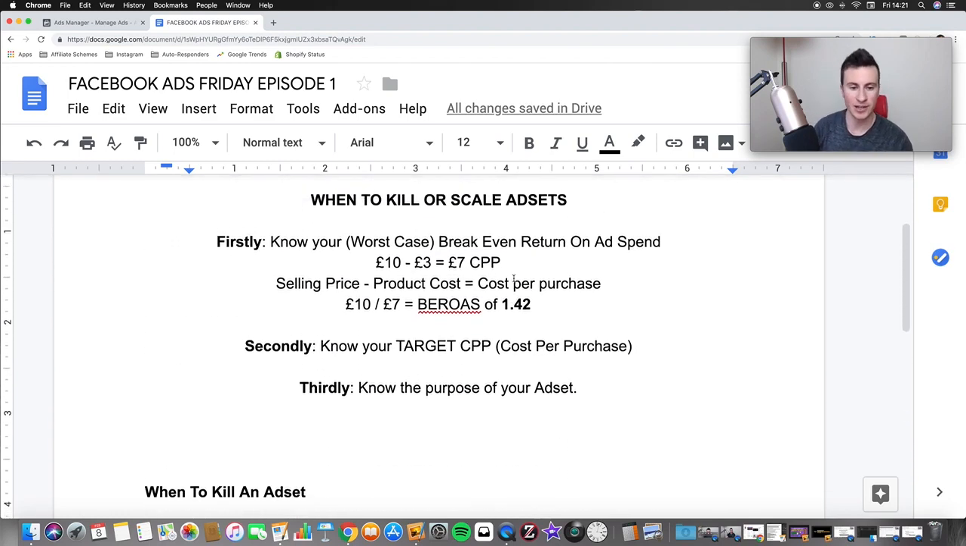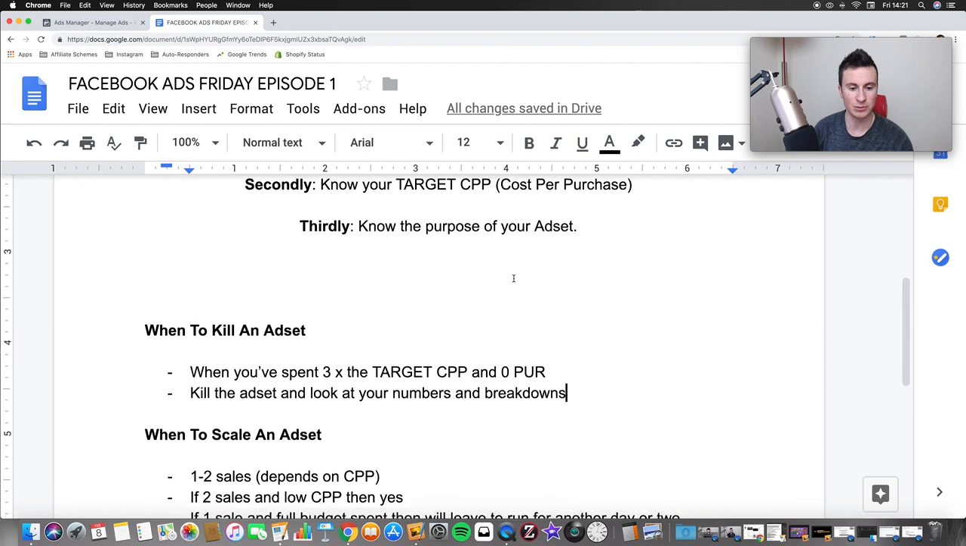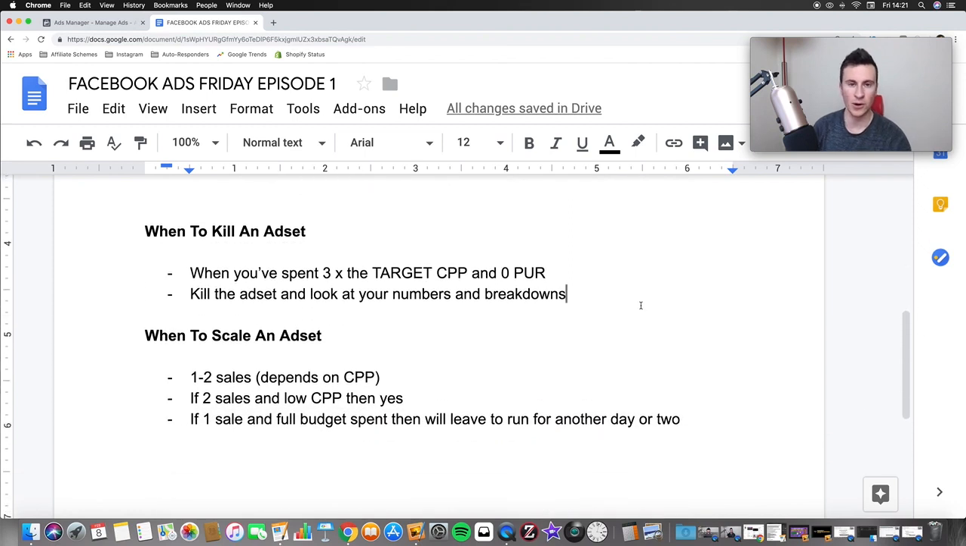Taking our example of £7 cost per purchase, if you've spent over £21 and you've got 0 purchases and 0 add to carts, to me that's a red flag. That's a really bad sign. You should be able to spend 3 times that cost per purchase and at least get some add to carts. So if you're at this stage, having spent that much with 0 add to carts and 0 purchases, what do you do? First things first, switch the ad set off and look at the numbers and the breakdowns.